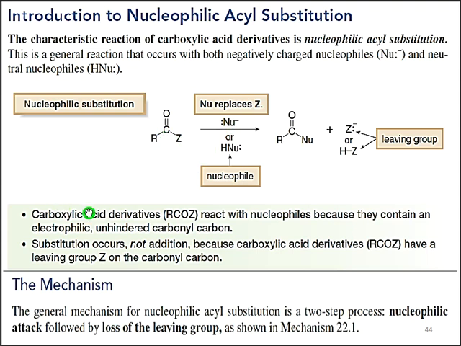Okay, the carboxylic acid derivatives react with nucleophiles because they contain an electrophilic carbonyl carbon. That means this carbon here is electron deficient, partially positive. That means the nucleophile likes to attack this carbon. And also, with an sp2 carbon, you know, sp2 not sp3, it is always less hindered. Then the substitution occurs, not addition.